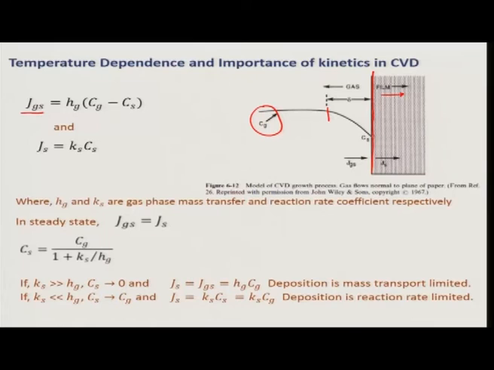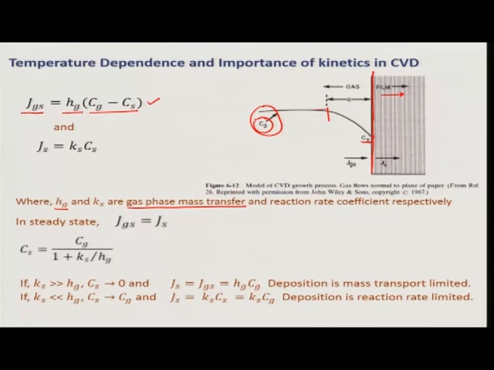Now, the gas phase transport from the bulk to the substrate will depend on the concentration difference, because this is through diffusion, and we have used a term Hg. Hg is the gas phase mass transfer coefficient, which is also related to the diffusivity of gas in the gas phase. So, this is gas phase mass transfer across the boundary layer, and we have assumed that this is constant flow. So, we can maintain the Cg in the bulk flow always.